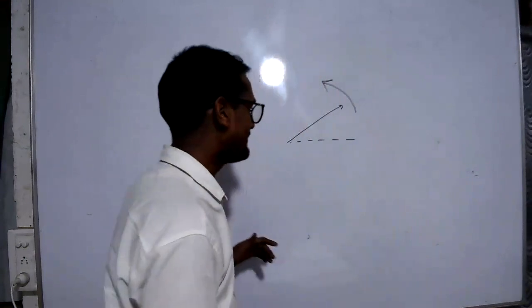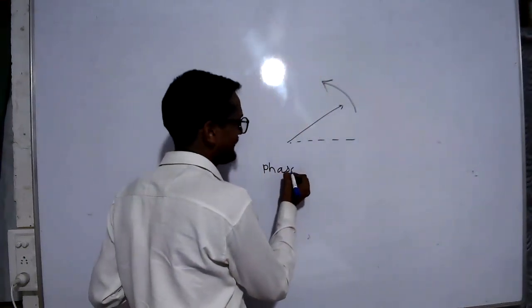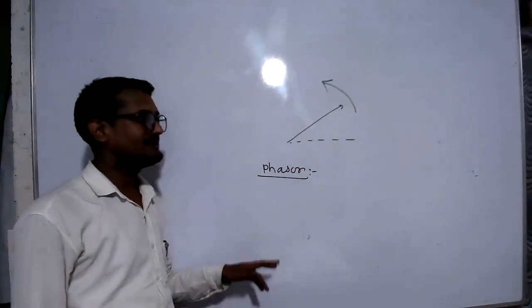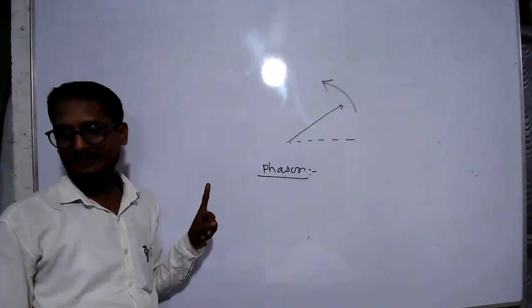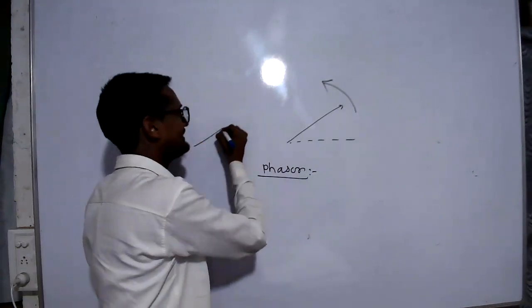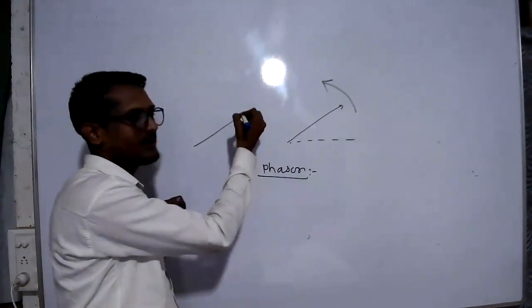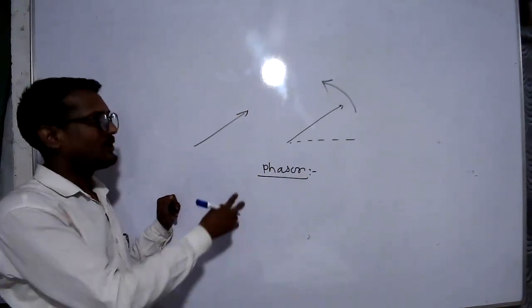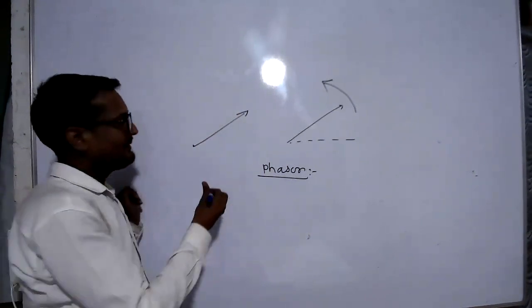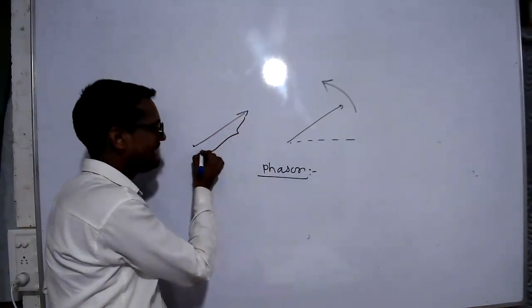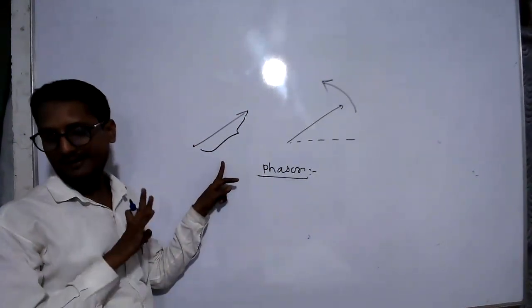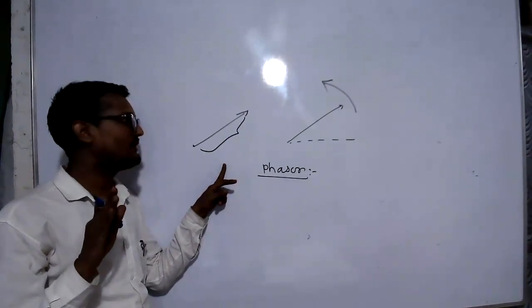Then the question arises: what is meant by a phasor? A phasor is a straight line with an arrow mark on one side. Then this is the length of the phasor. This length represents the magnitude or the maximum value of the quantity, AC quantity or DC quantity.